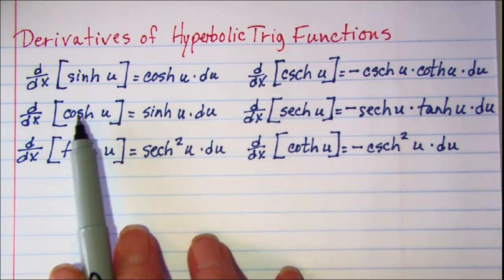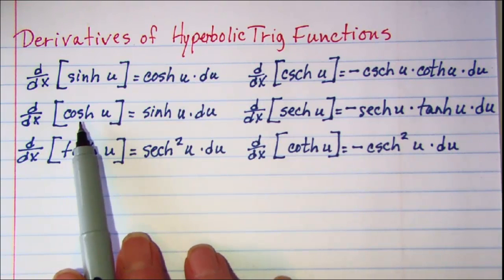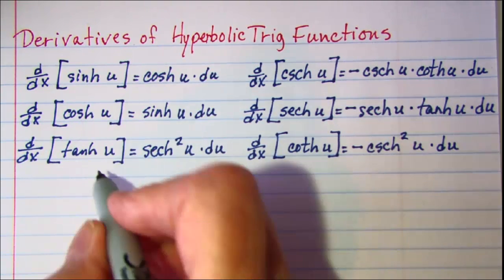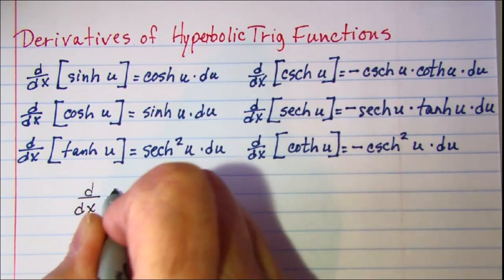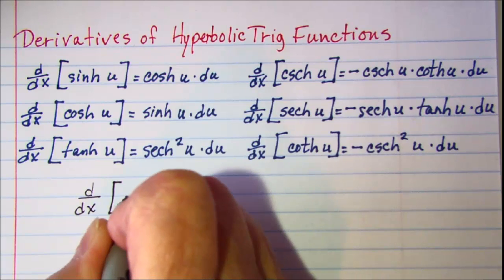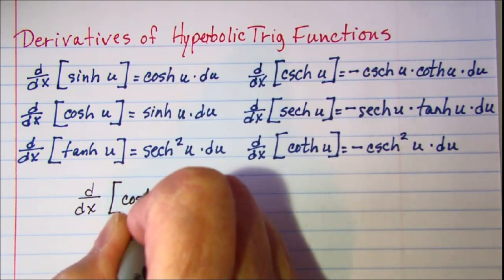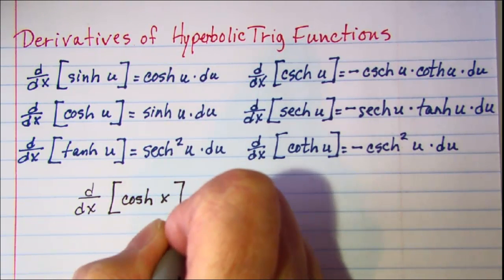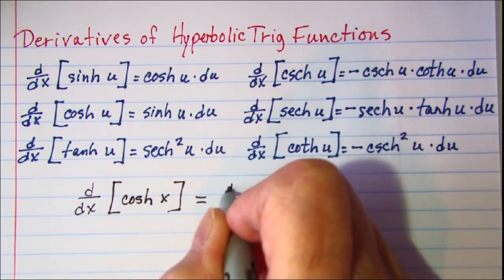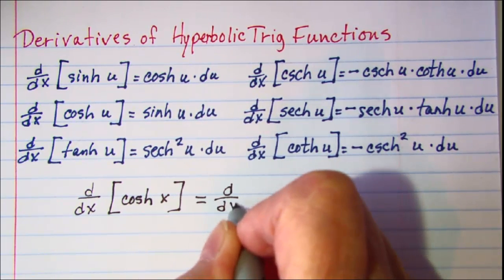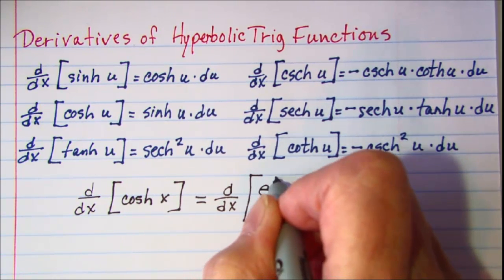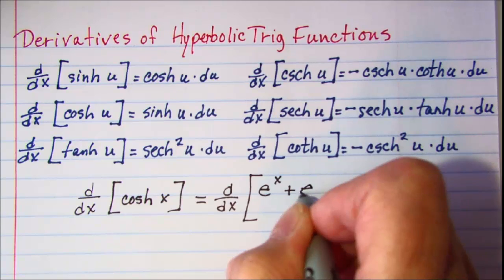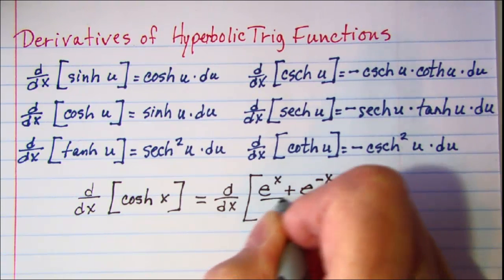Now let's find the derivative of our hyperbolic cosine u. Let's find the derivative of the hyperbolic cosine x. Now by definition, we're finding the derivative of this expression, e to the x plus e to the negative x divided by 2.